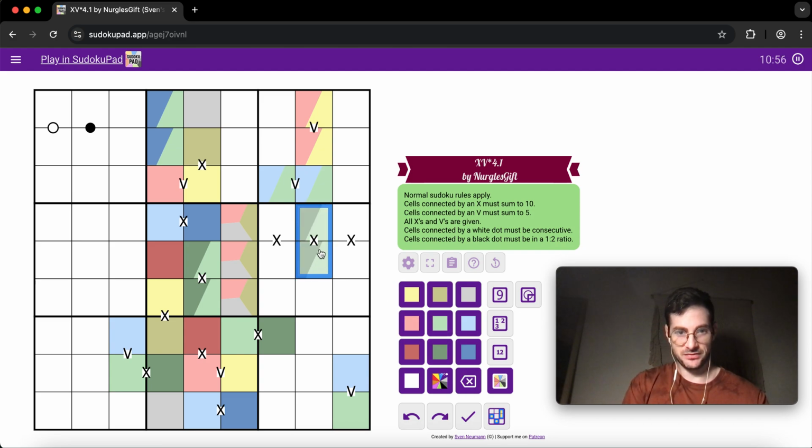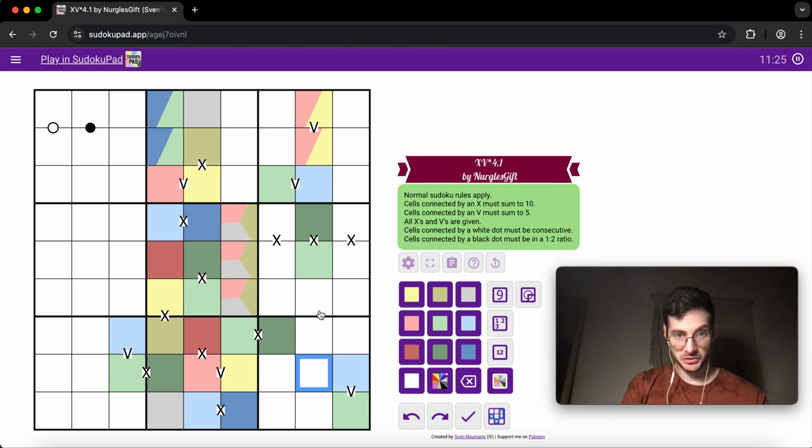Because these must contain a light green, we know that this cannot be light green. So this is light blue. And this cannot be light green because if it were, then these two cells would add up to 5, but they don't have a V between them. So that's forbidden. This light green sees that cell, so that must be dark, and this one must be light. Great.